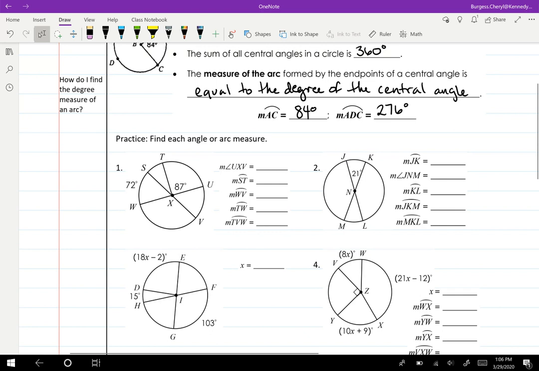Let's practice finding each angle or arc measure. So first, they're asking for central angle UXV. That is this one here. Okay. Well, they give us 72 is arc SW. So central angle SXW is also 72 because they're the same. Now, these two central angles are vertical, so angle UXV is 72 degrees.